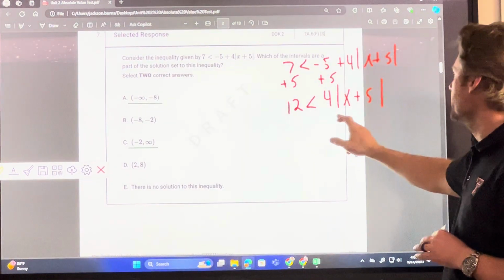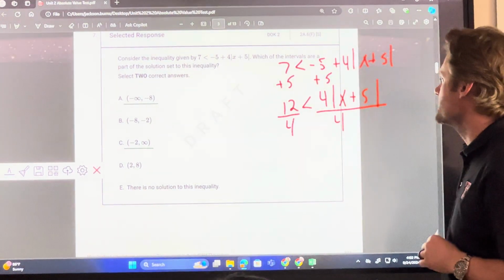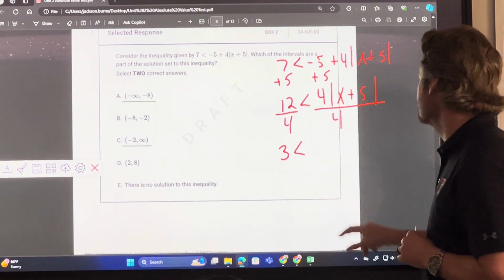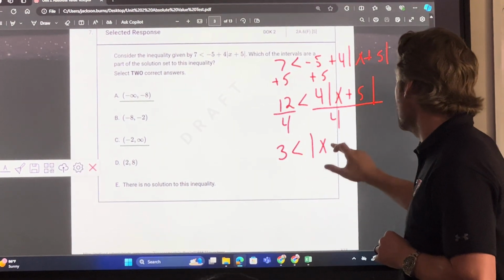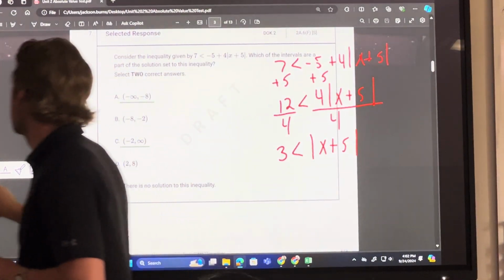Again, keep isolating. We've got to solve it all the way to the walls. So I divide each side by 4, and I get 3 is less than the absolute value of x plus 5. Now it's solved to the walls.